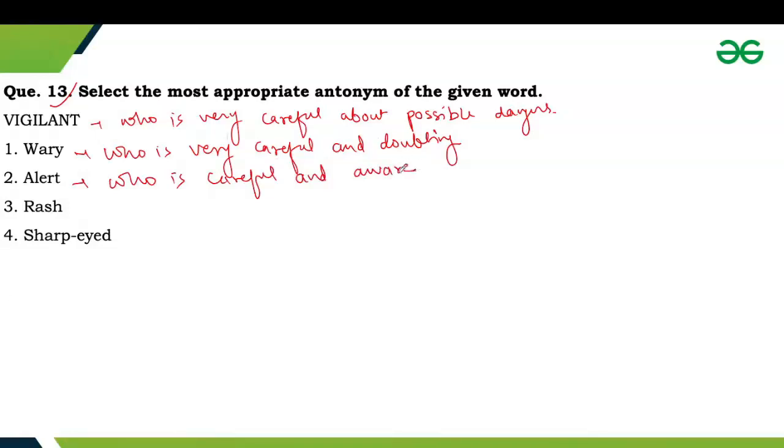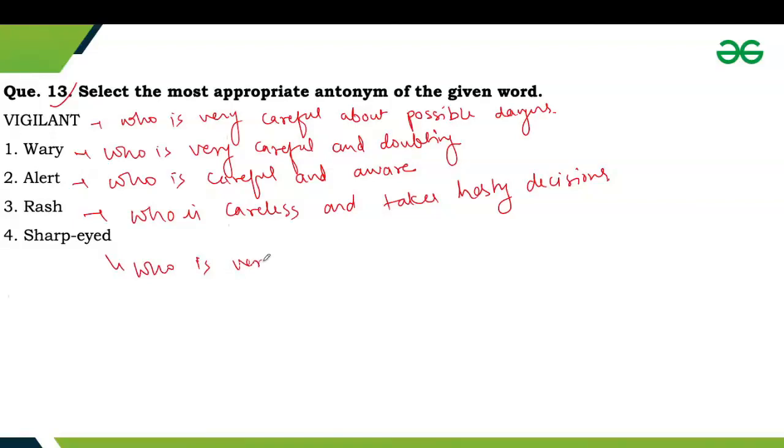Rash refers to someone who is careless and takes hasty decisions. Next one is sharp-eyed. Sharp-eyed refers to someone who is very careful and observant. So option number third is the correct answer for this word, vigilant.